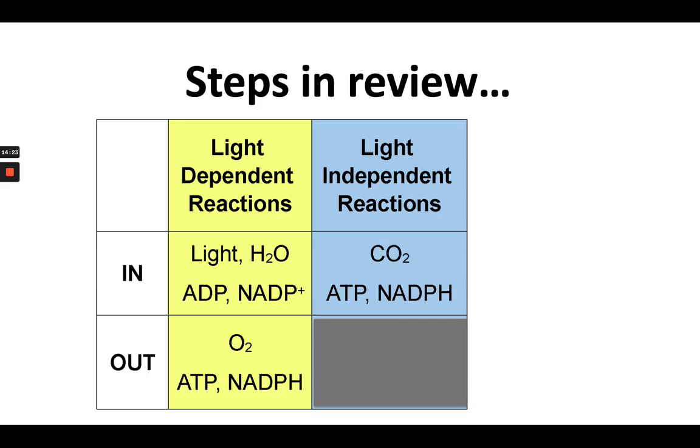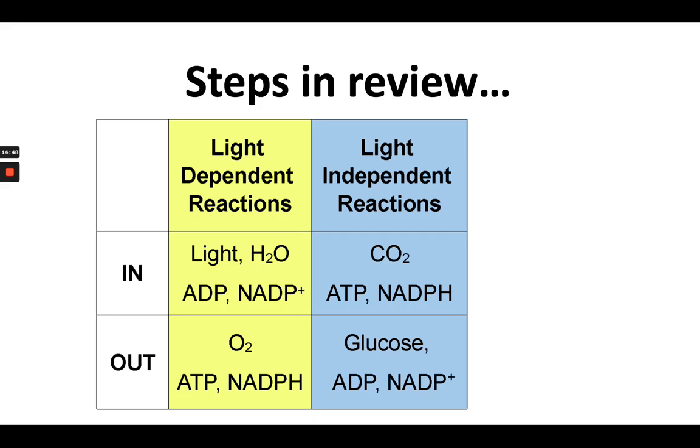And so, along with carbon dioxide and those two energy molecules, ATP and NADPH, we get glucose, ADP, and NADP+ produced. The ADP and NADP+ go into the light-dependent reactions and the cycle continues on.